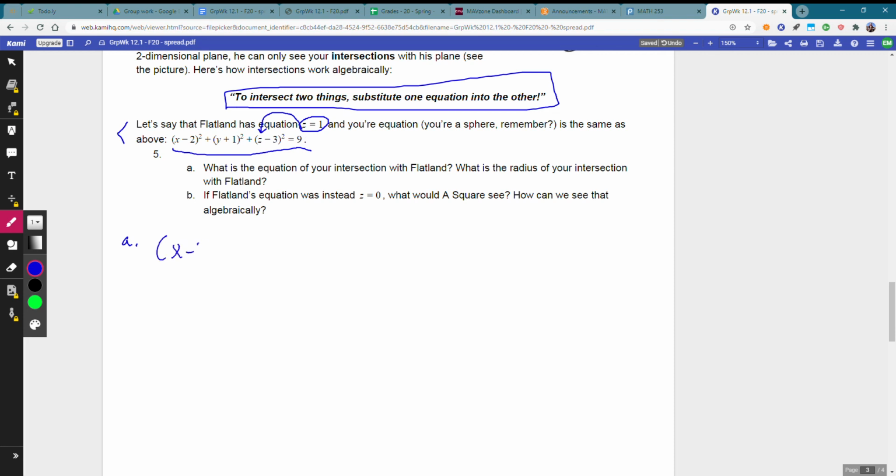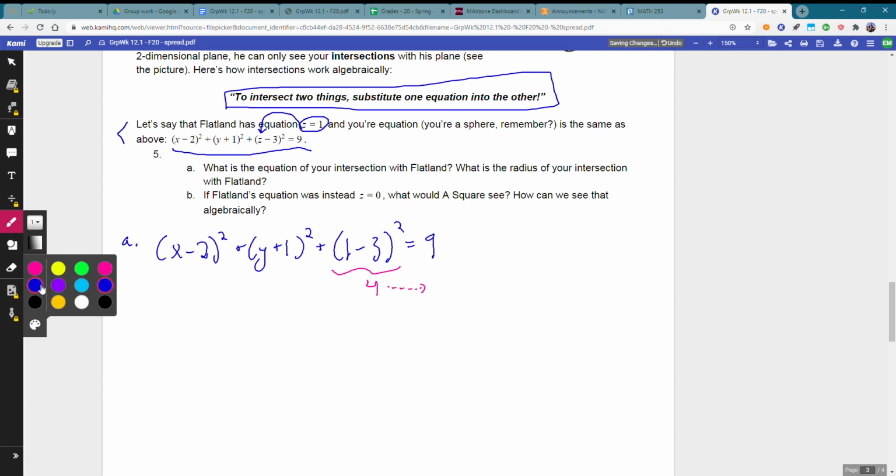We'll get x minus 2 squared plus y plus 1 squared plus, substituting in, we have 1 minus 3 squared, which equals 9. And so over here, this is negative 2 squared, and so that's 4. And so if we subtract that over, the equation that we're left with, a nice standard form here, it's going to have 5 on the right-hand side. All right, so there's our equation.